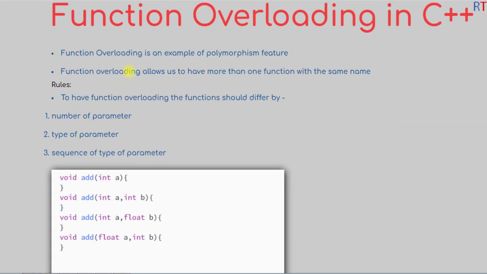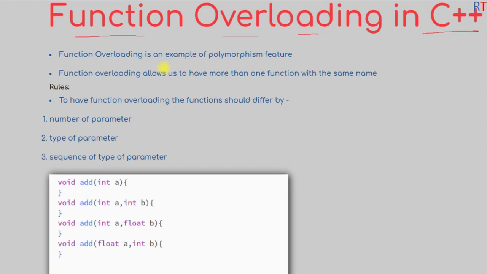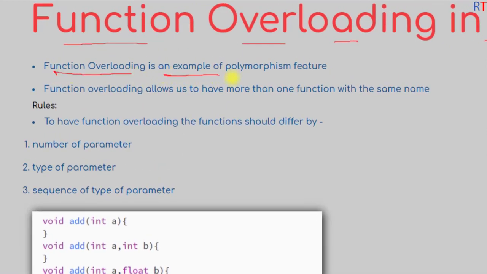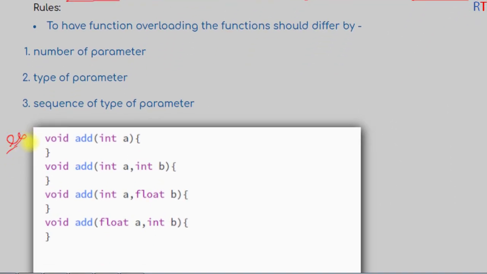Hey, what's up guys? In this video we're going to talk about function overloading in C++ programming. Function overloading is an example of polymorphism, and function overloading allows us to have more than one function with the same name in our program. For example, here we have multiple functions with the same name.